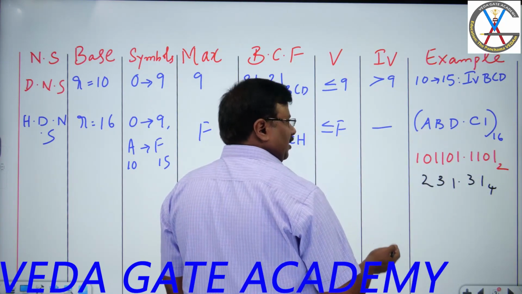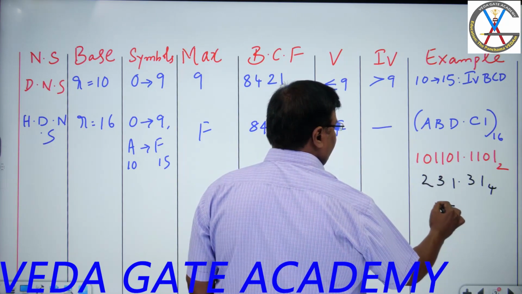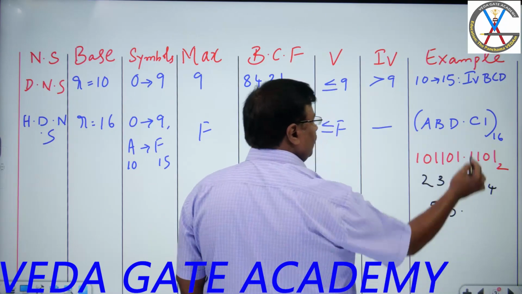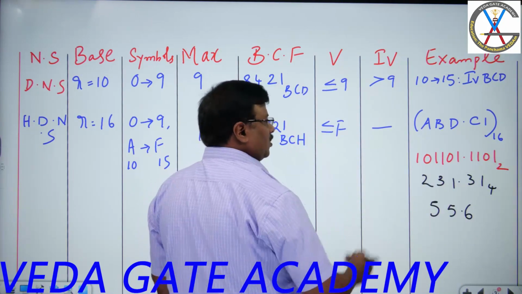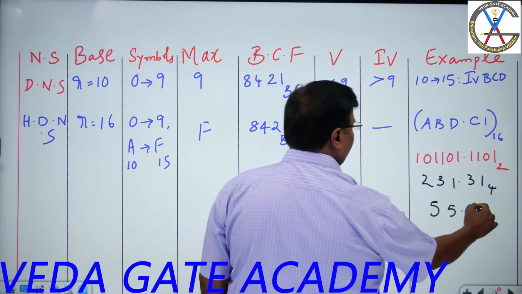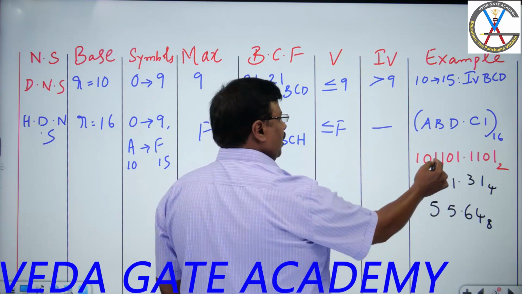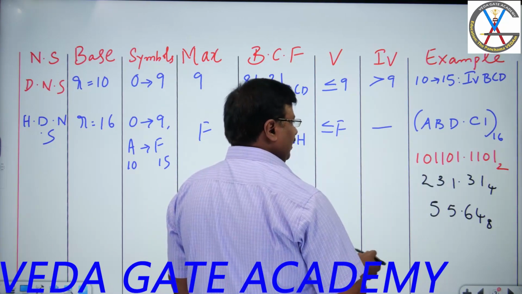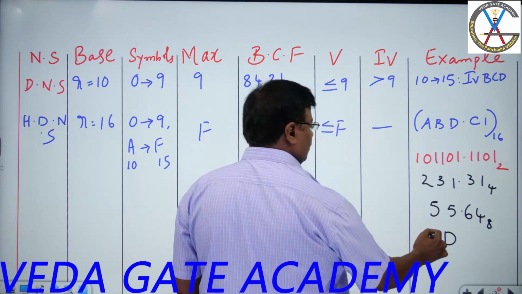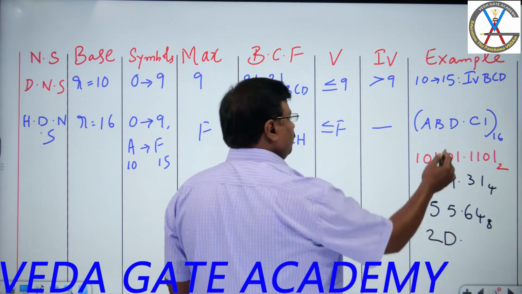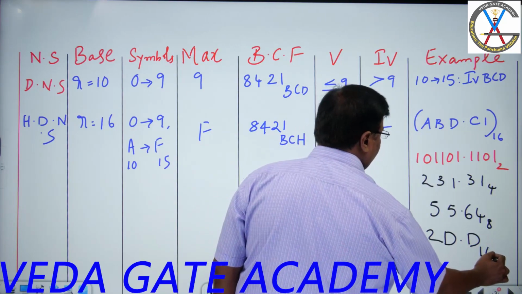And 3 split to get octal: 101 101 is 5 5, point 110 is 6. Single 1 is left, keep 2 more zeros, so 100 is 4. Base 8. Now 4 split: 1101 is 13, which is D; 0010 is 2; point 1101 is again 13, D. So 2D point D, base 16.